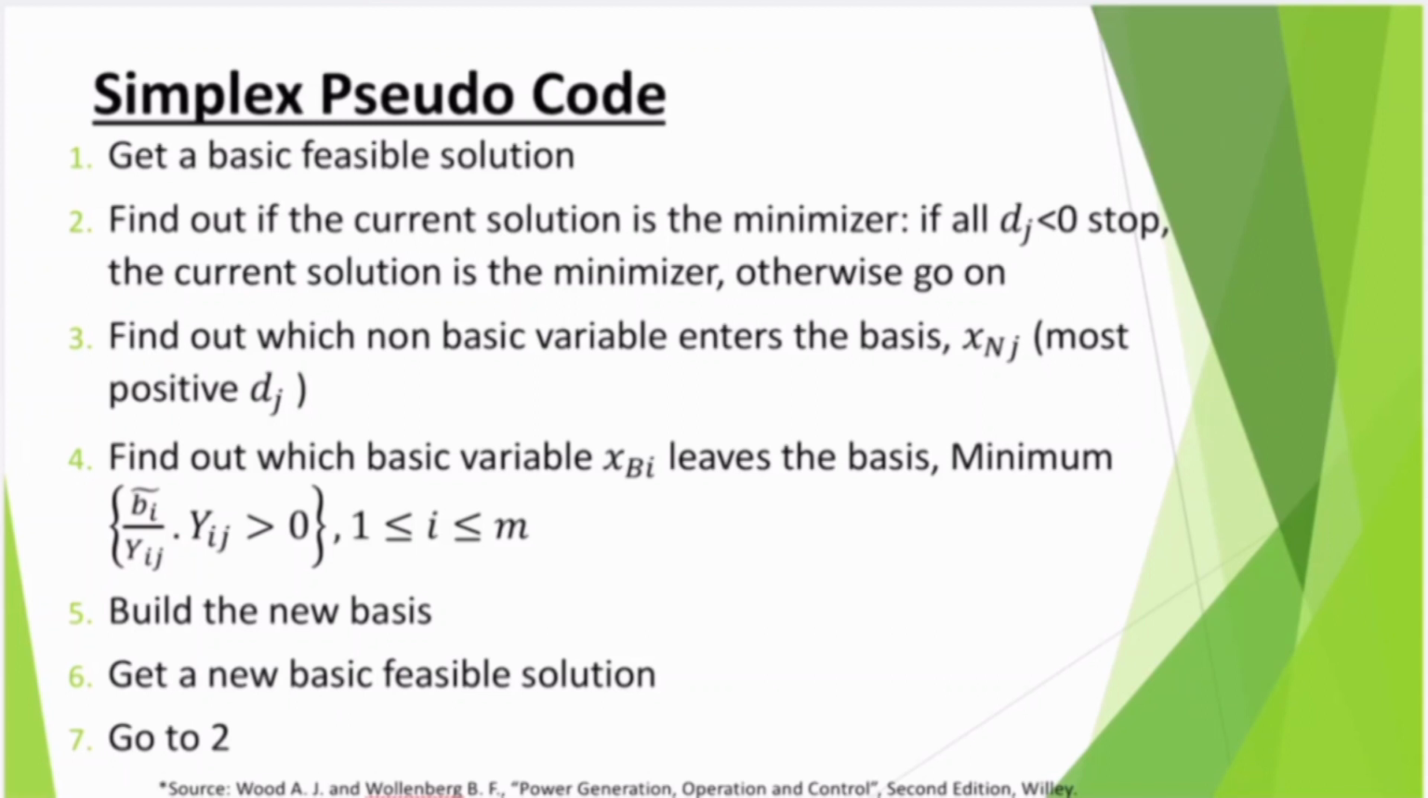First of all, you get a basic feasible solution and find out if the current solution is a maximizer, and if all dj are less than 0, then you stop. Otherwise, you continue to the next step and find out which non-basic variable xj enters the basis, the one with the most positive dj, and find out which variable xBi leaves the basis, that is the minimum of bi over yij, with yij greater than 0. Then develop the new basis and get a new basic feasible solution, then go to step 2 and keep repeating until you arrive at a final solution.